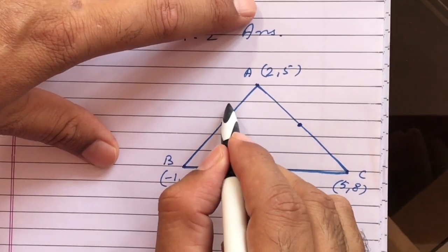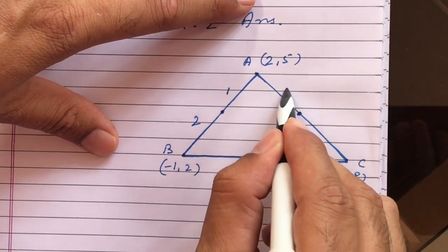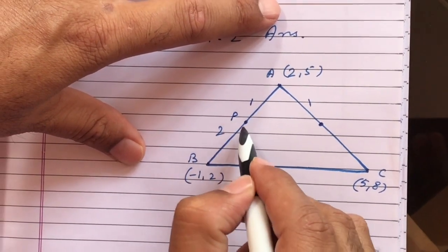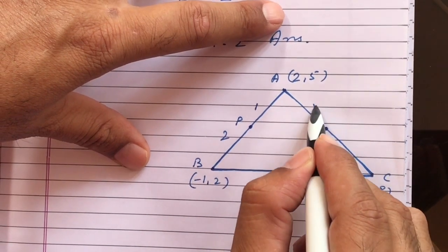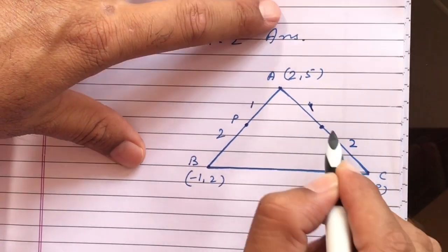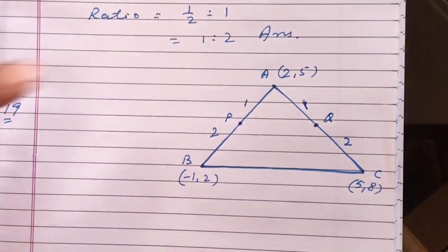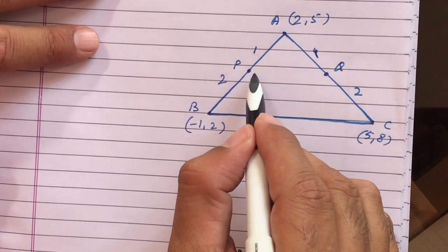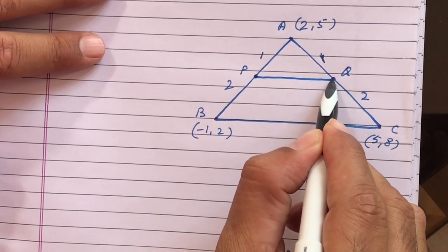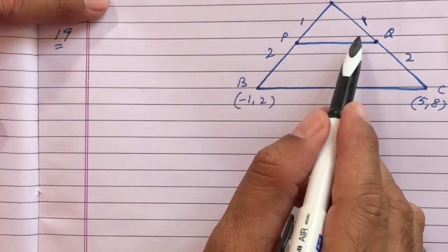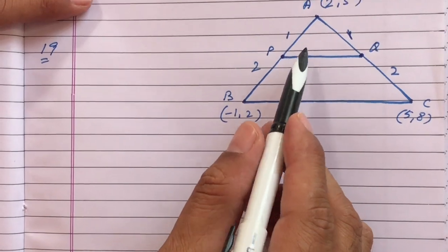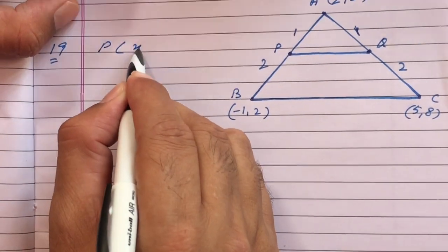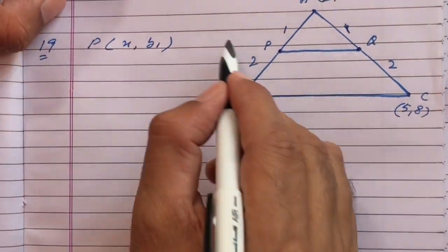Both ratios are 1:2. AP to PB is 1:2. AQ to QC is also 1:2. Then I join PQ. I have to find the coordinates of P and Q. So let the coordinates of P be (x1, y1).